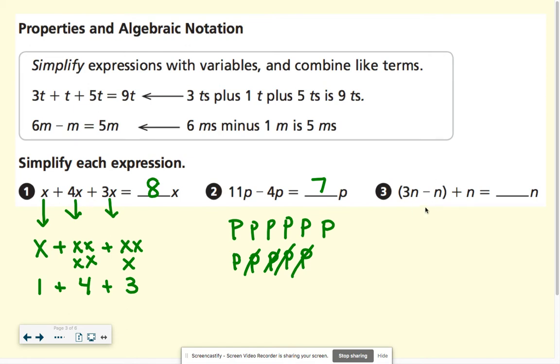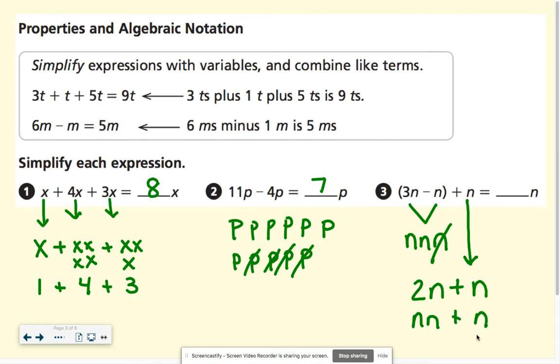We can add in parentheses. Parentheses isn't going to change the process. If I have 3 N's and I take away an N, I'm left with 2 N's there. And then I just bring my next amount down, which is plus N. So if I have 2 N's plus another N, I have a total amount of 3 N's. So we're just combining what we can.